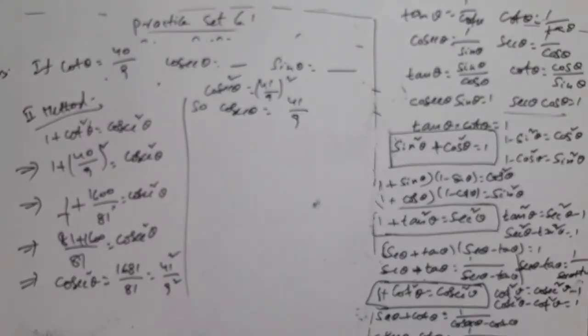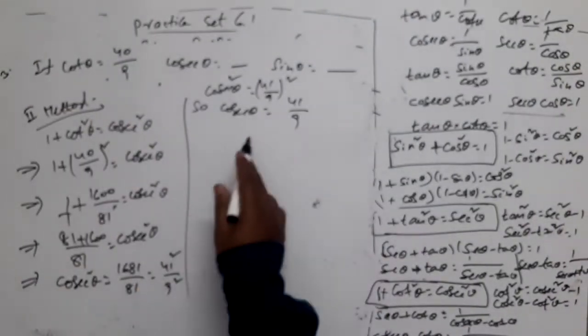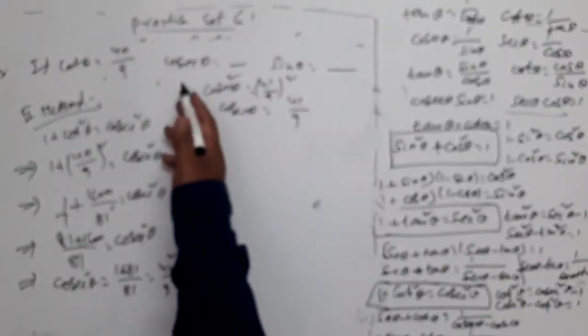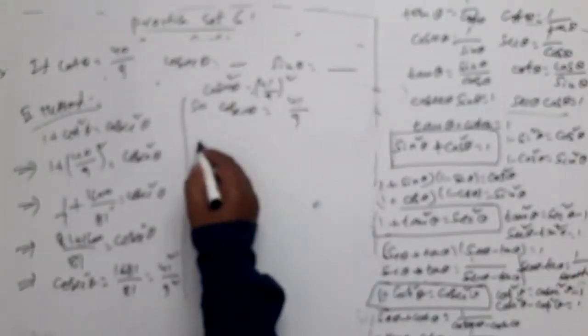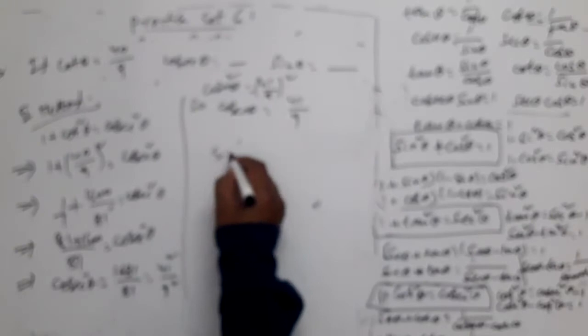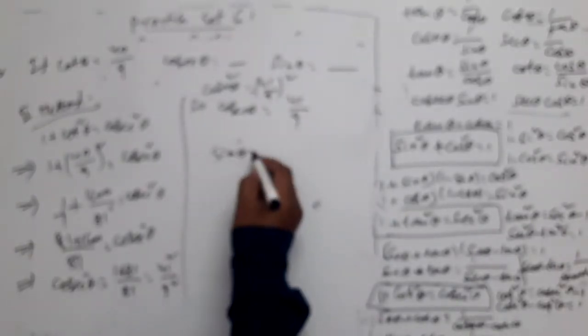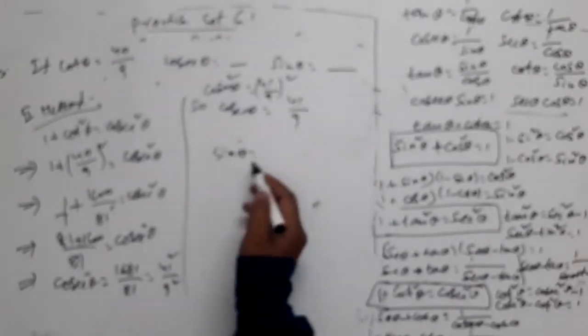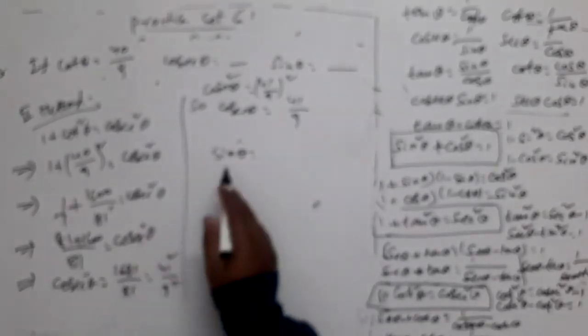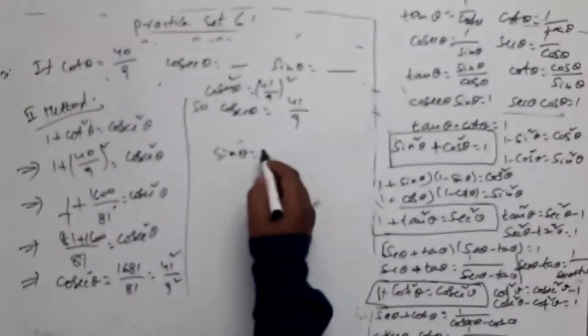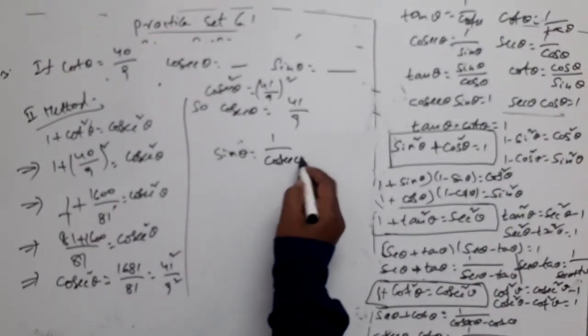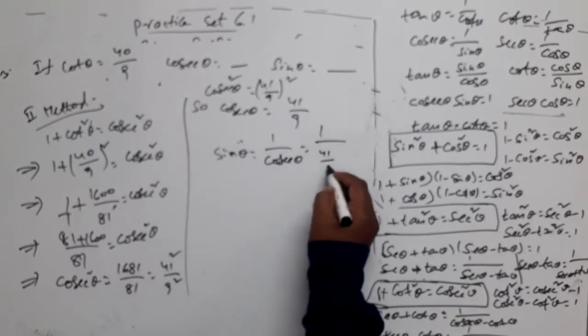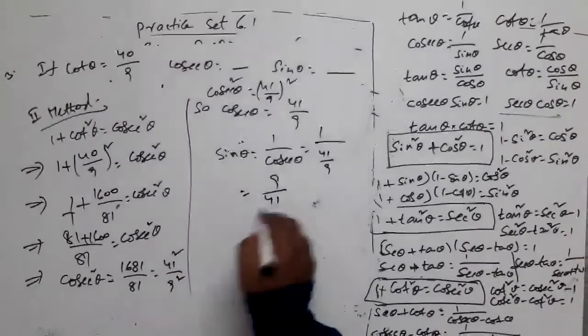This way I have found out the value of cosecant theta using simply identity. Now what do I need? These two values. Cosecant I have got now. I need only simply sin theta. So sin theta, tell me any relation between sin theta and any of these two. Yes, we know that sin theta is the reciprocal of cosecant theta. So that is 1 by cosecant theta. 1 by 41 by 9. So that is 9 by 41, right?